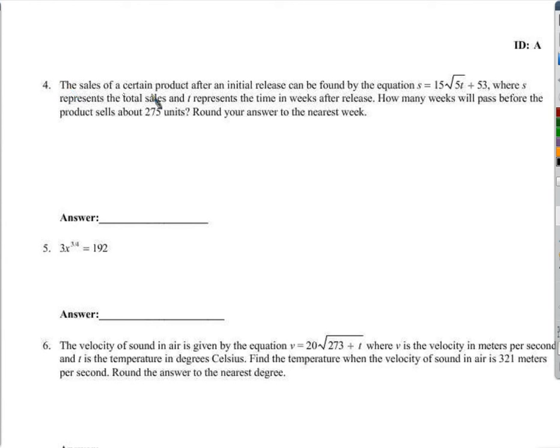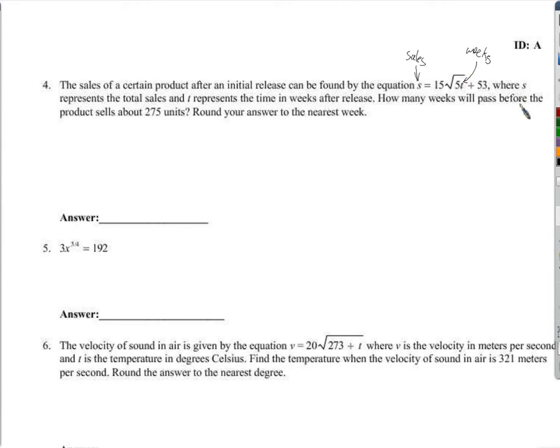Alright, the sales of a certain product after an initial release can be found by the equation S equals, and all that stuff, where S represents the total sales, so this is the number of sales. T represents the time, so any number of weeks we plug in here, multiply by 5, take the square root, multiply by 15, add 53, that tells us how many sales we should have at the end of those T weeks since the release.